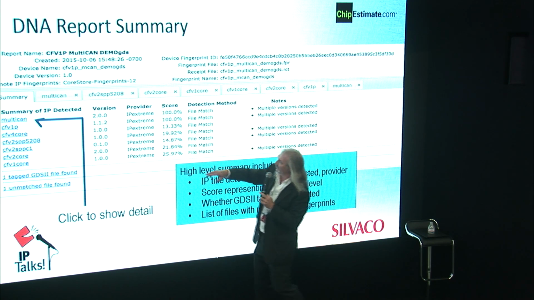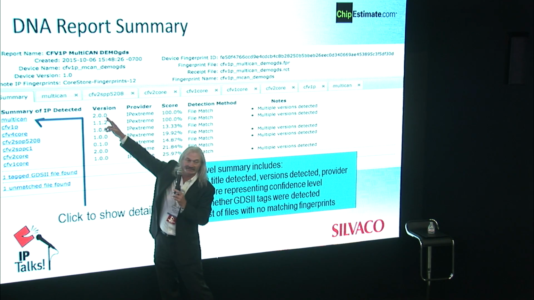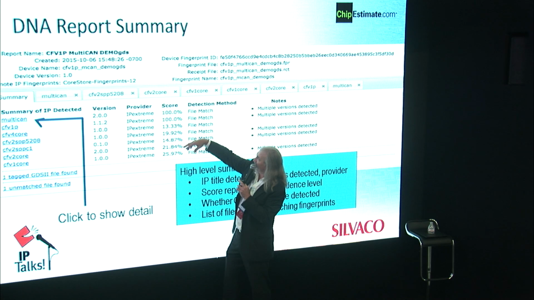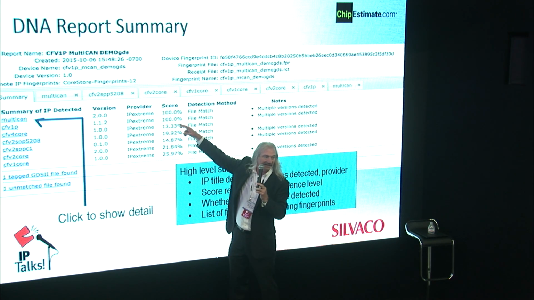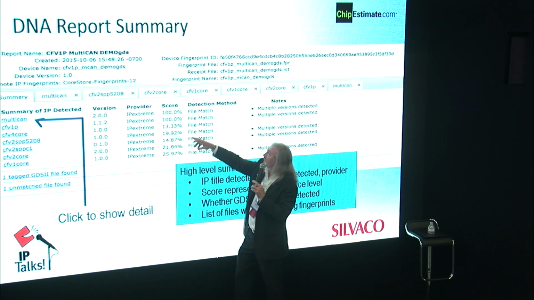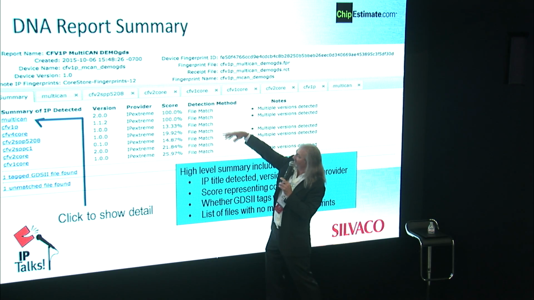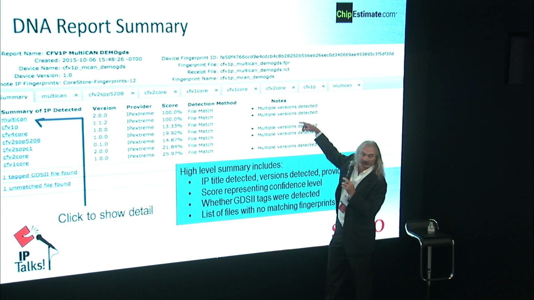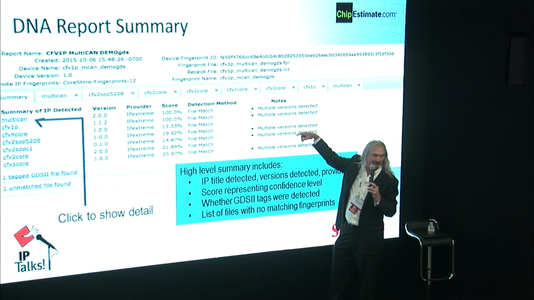And it tells you the most likely version that was detected, the provider, and this is kind of boring, it's one company. The scores. The score tells you the probability that IP is contained there completely. The method, this can be extended over time. And then sometimes there's multiple versions that were detected. So this is something you have to kind of debug to see what's going on there.